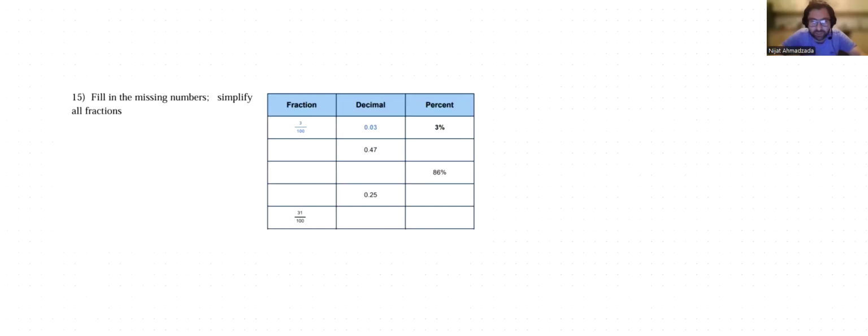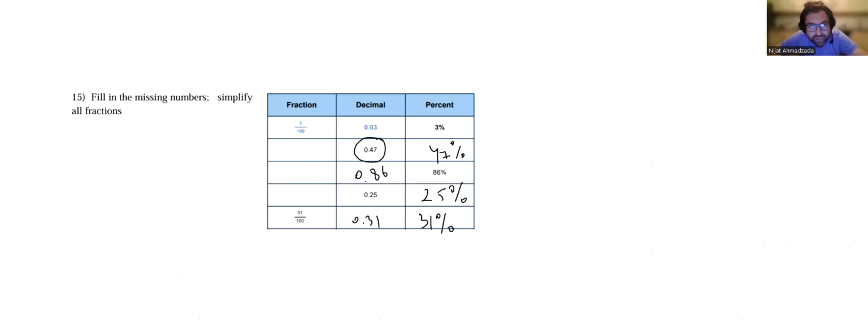Okay, we gotta fill the missing numbers first. So decimal form is 0.47, it will just be 47%. Don't forget this percentage sign. 0.25 will be 25, right? No, there has to be a percentage sign. Rasul, be careful. And 31 over 100. So the decimal will be 0.31 and percent will be 31%. Now, this is 86%. So it has to be 0.86.